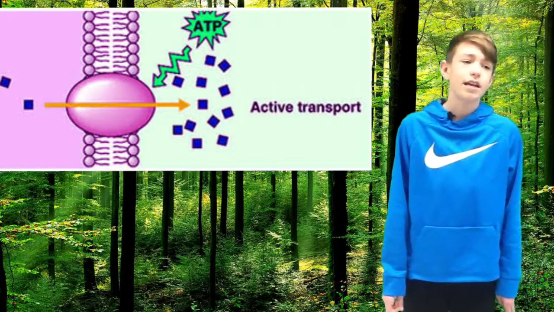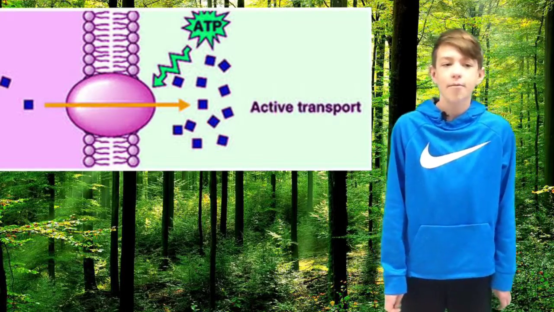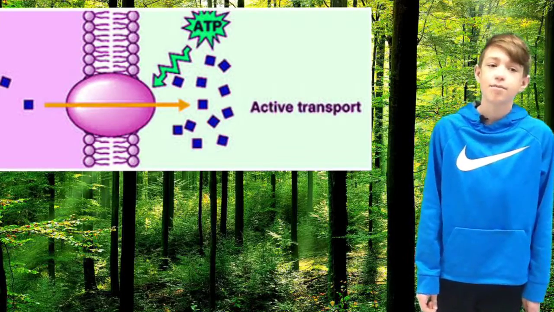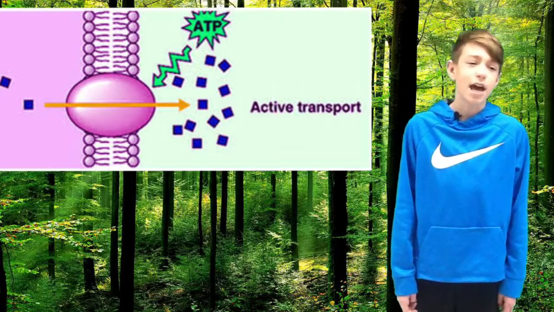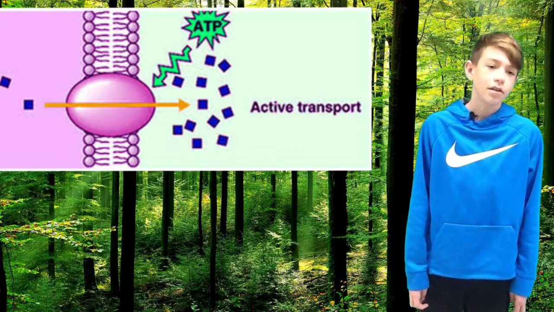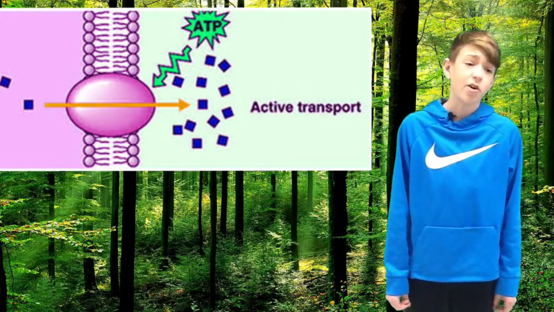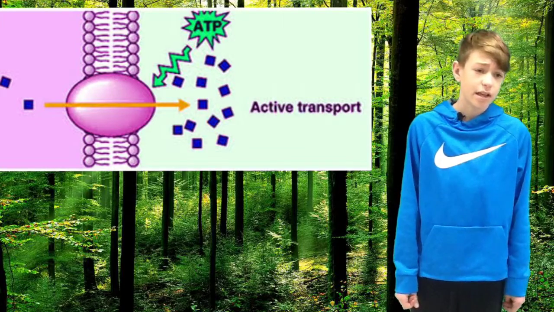Well, the cell uses an ATP, adenosine triphosphate, breaks off a phosphate and attaches it to the protein in the cell wall. The phosphate gives the protein energy to pinch the potassium, forcing it inside the cell. Sometimes the cell might not want all the salt it has. It will do the same thing to get the salt out.